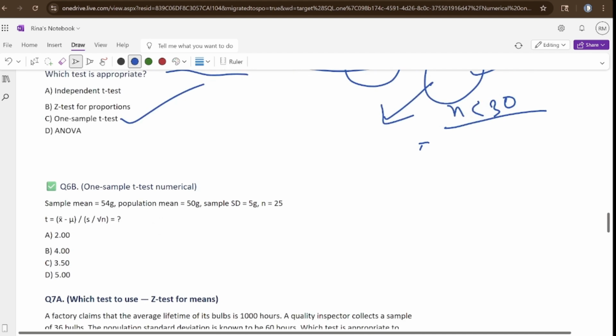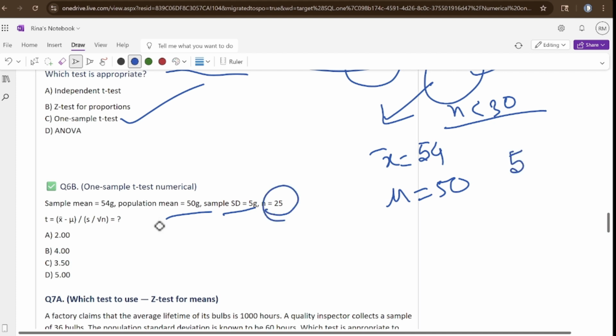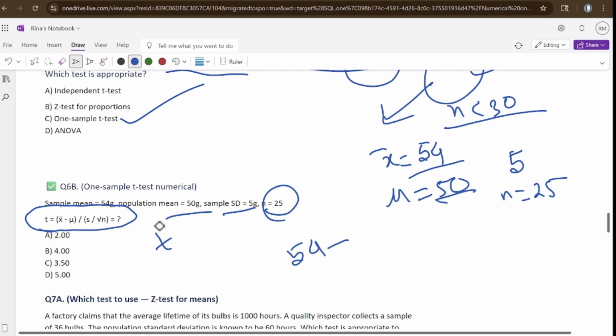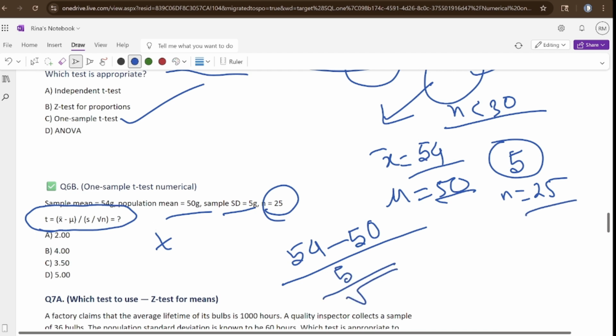See, sample mean is 54. Sample mean is denoted by x bar. Population mean is 50. So this is 50. Sample standard deviation is 5. And sample size is n equal to 25. Now you have to calculate t. So the formula is x bar minus mu divided by s by root over of n. So sample mean 54 minus population mean 50 divided by standard deviation 5 by root over of sample size 25. 54 minus 50 is 4 divided by 1, so ultimately 4.